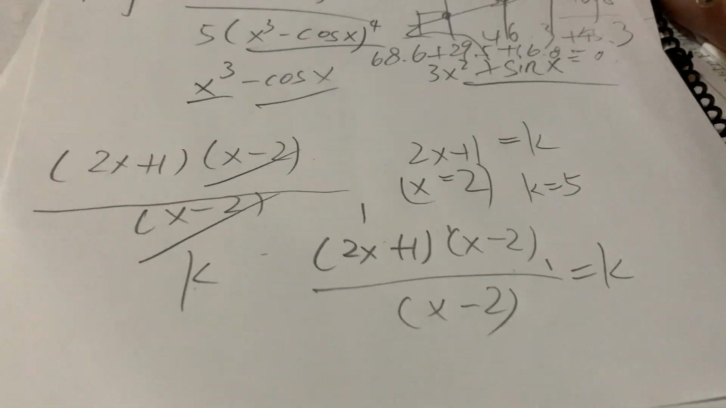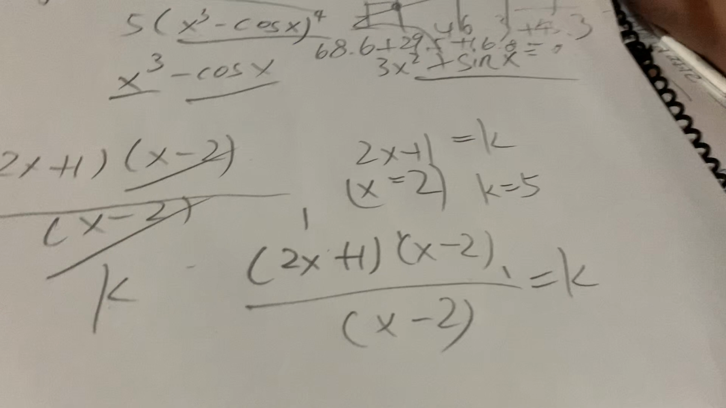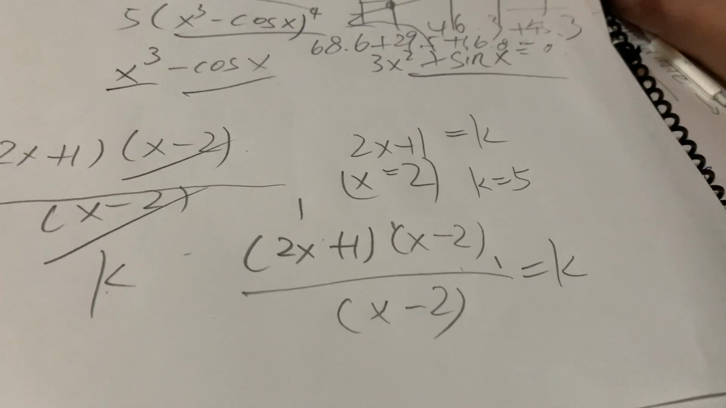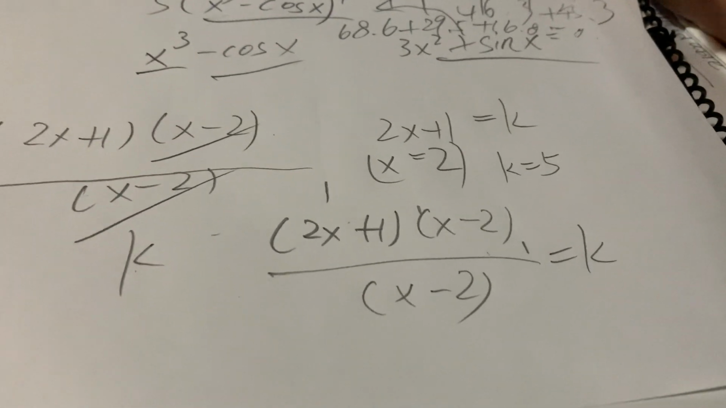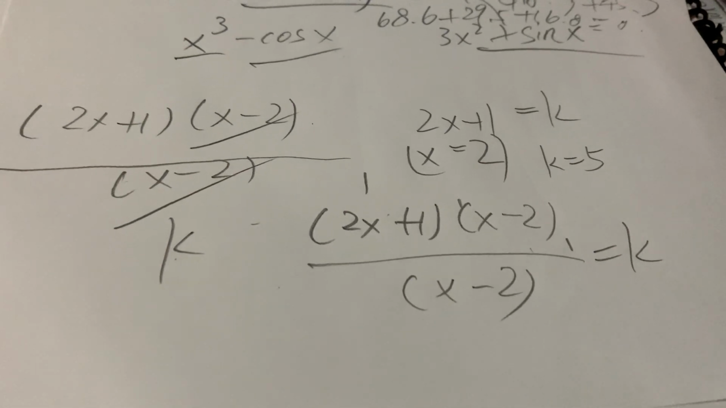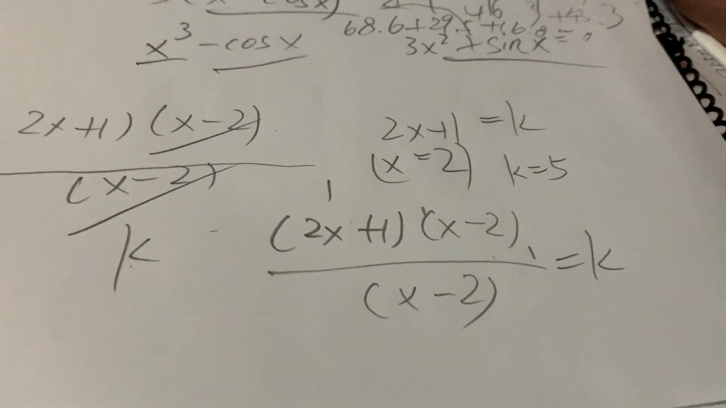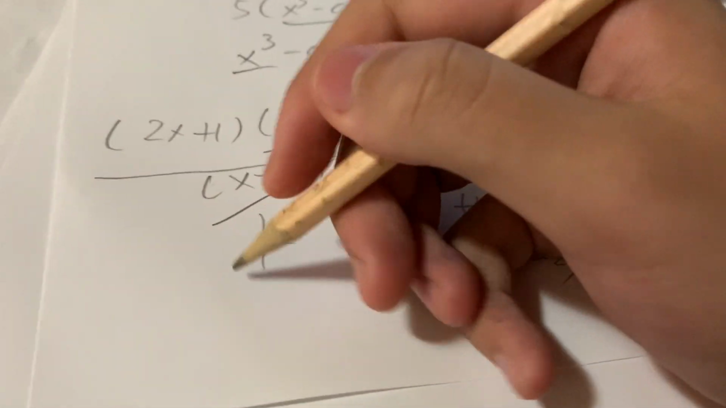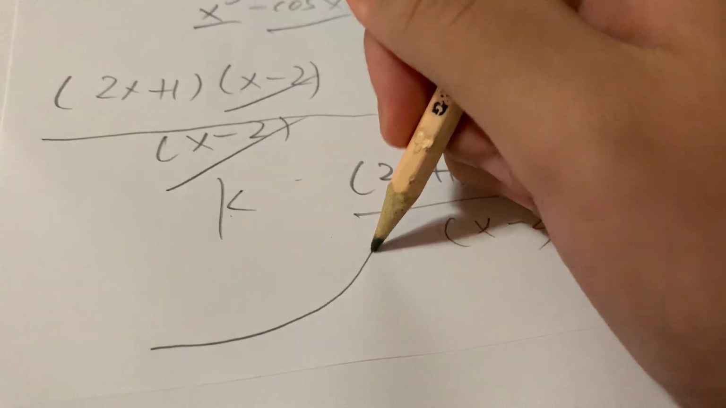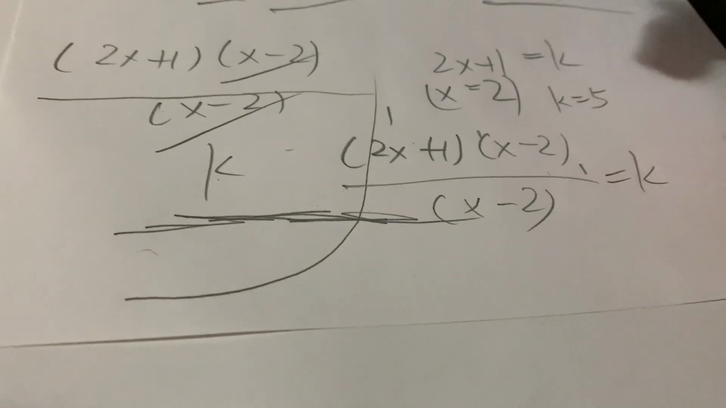Problem 10. What is the area of the region in the first quadrant bounded by the graph of y equals e to the power of x divided by 2 and the line x equals 2? Well, let's just roughly draw the picture. It should look like this, and I'm going to show you how I get it.